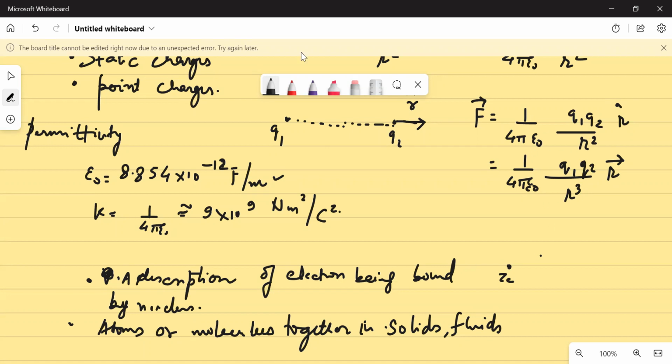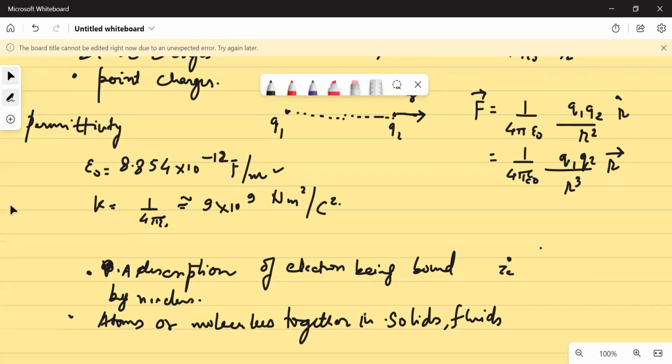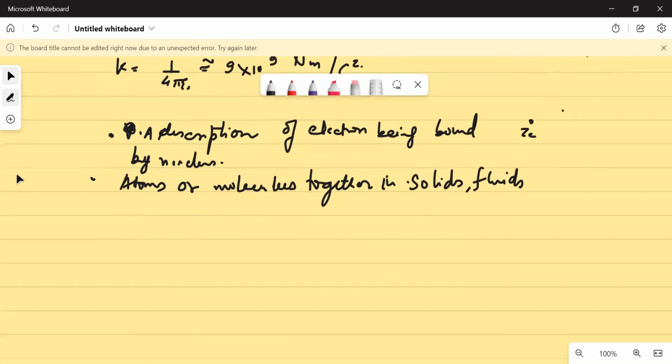So I will go beyond, and I will just try to draw your attention to something more concrete. You know that vectorially this description is given by r vector upon r cube. So whenever you have k q1 q2 upon r square, that is the scalar way of writing things. And if I'm saying that you write it vectorially, then it will be r vector upon r cube.